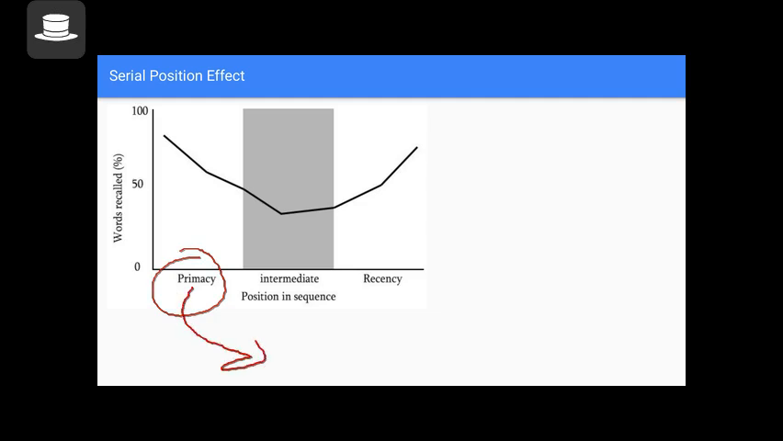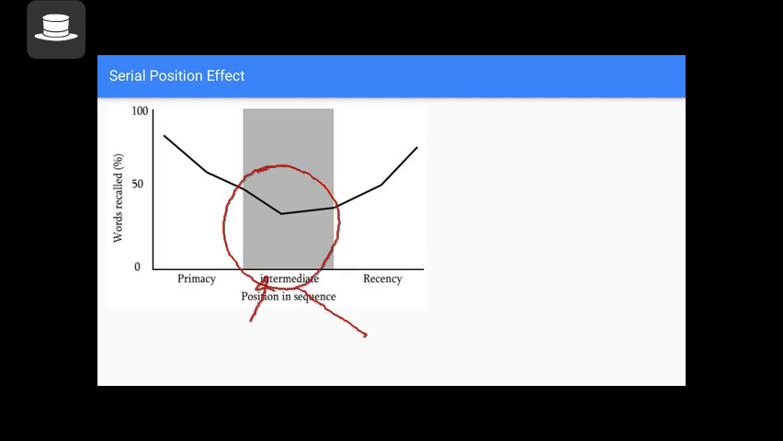Coming to the recent items, you didn't have time to rehearse these particular words, but they are still fresh in your short-term memory. So that's why you're able to recall them better than the items in the middle. Whereas for the items in the middle, you didn't have enough time, nor are they fresh in your short-term memory. That's why your memory drops when it comes to the intermediate items.